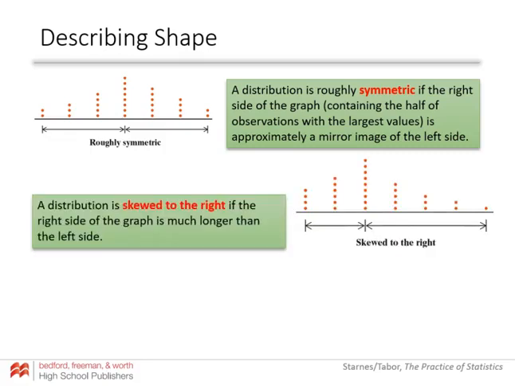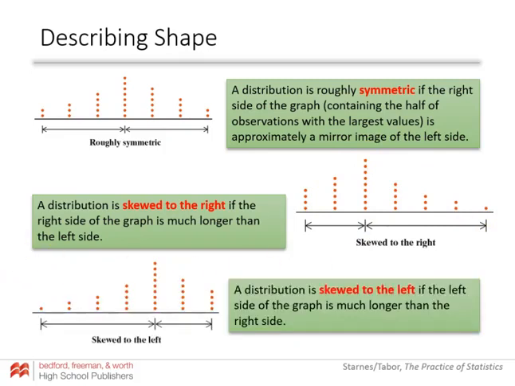If a graph is skewed to the right, it means that there are smaller tails or outliers out to the right. So the center is over here, and then this is going down nicely, but over here it keeps going a little bit further. Same thing, we can also have skewed to the left.